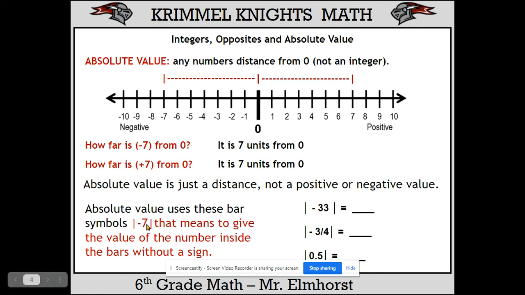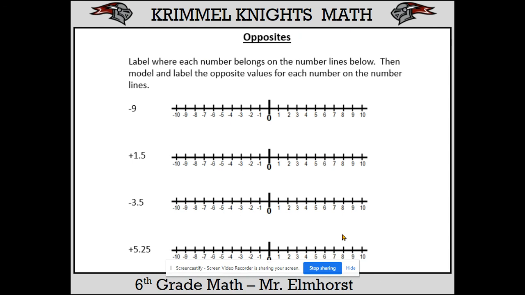These little bars here mean absolute value. Absolute value uses these bar symbols, and that means to give the value of the number inside the bars without the sign. So the absolute value of -33 is 33 units from zero. The absolute value of -3/4 is just 3/4 from zero. And even though it is a decimal, 0.5, the absolute value is 0.5 from zero. So here are some examples. We're going to do those in class.